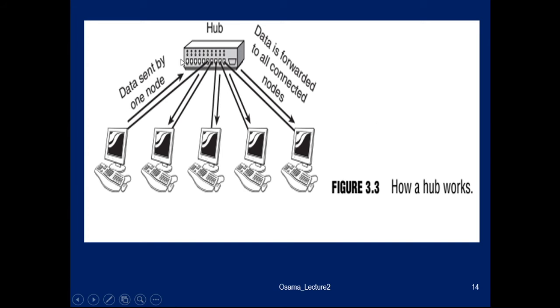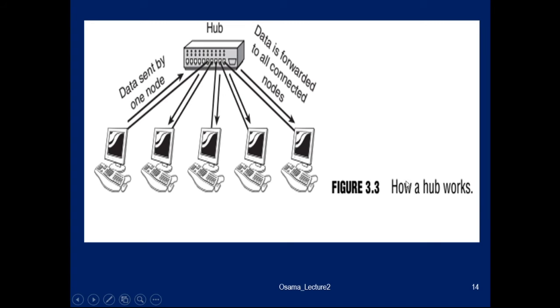Here we have the hub. Here we have the data sent by one node. Here we have computer number 1, computer number 2, 3, 4, 5. We have 5 computers connected together by using the hub.